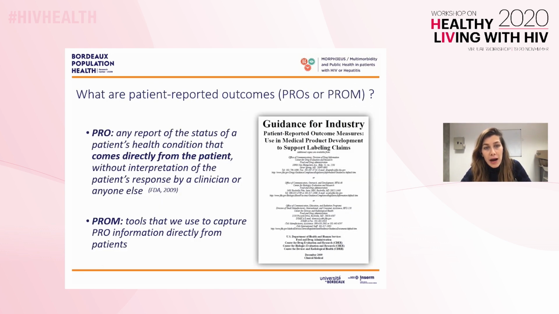Patient-reported outcomes, or PROs, are defined as any report of the status of a patient's health condition that comes directly from the patient, without interpretation of the patient's response by the clinician or anyone else. A PROM, or patient-reported outcome measure, simply refers to the tools that we use to capture the PRO information directly from patients. PROMs can either be generic or disease-specific. Generic instruments enable us to compare across patient populations. However, some of these are not sensitive to specific domains that might be especially important to a given patient population.